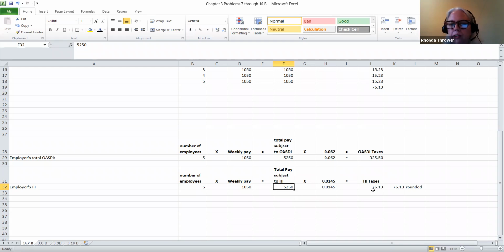The total taxes that the employer has to pay for all 5 of the employees is $76.13. And that did get rounded to $76.13.